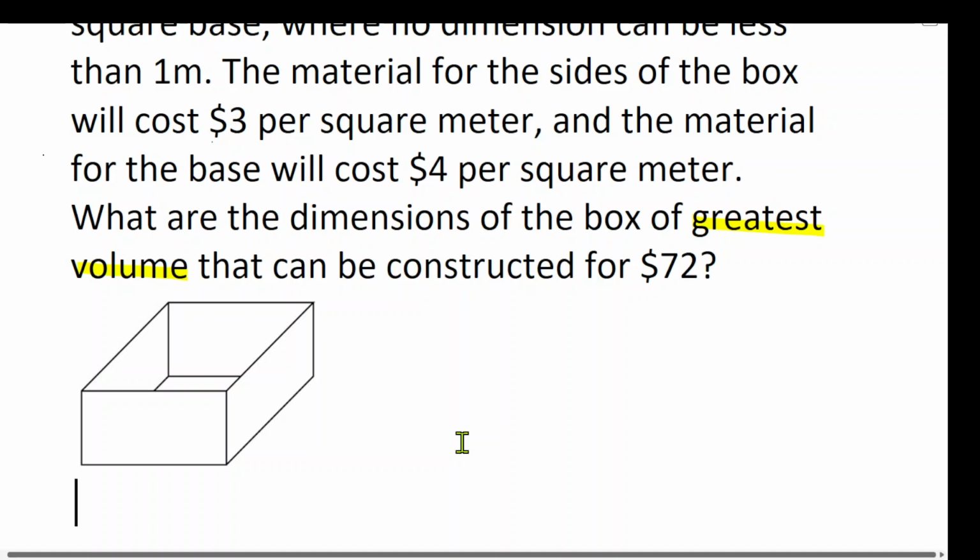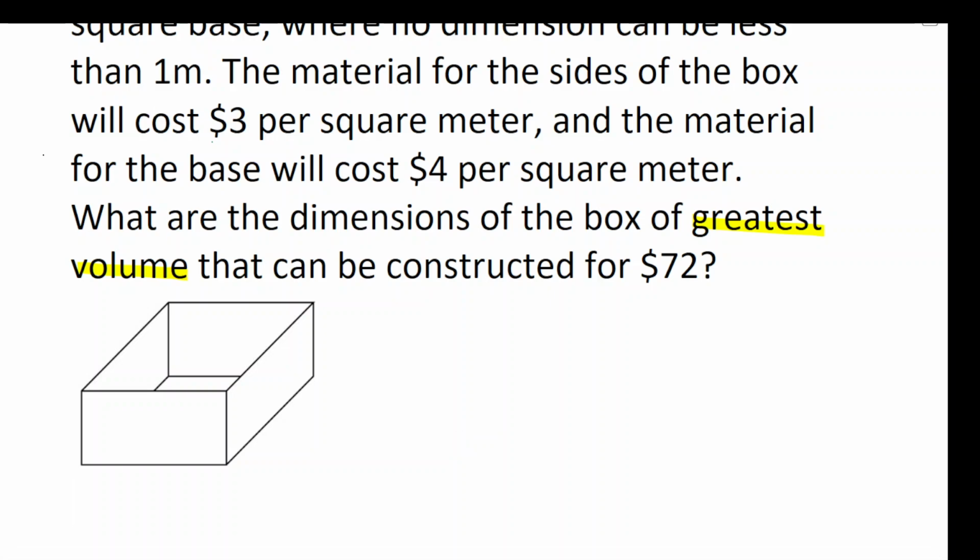So here's an open box. And open, again, just means that there's no top surface. There's a base and four sides only. And I know that the volume of such a thing is length times width times height. So I have a box. I'm maximizing volume. So it's a square-based box.